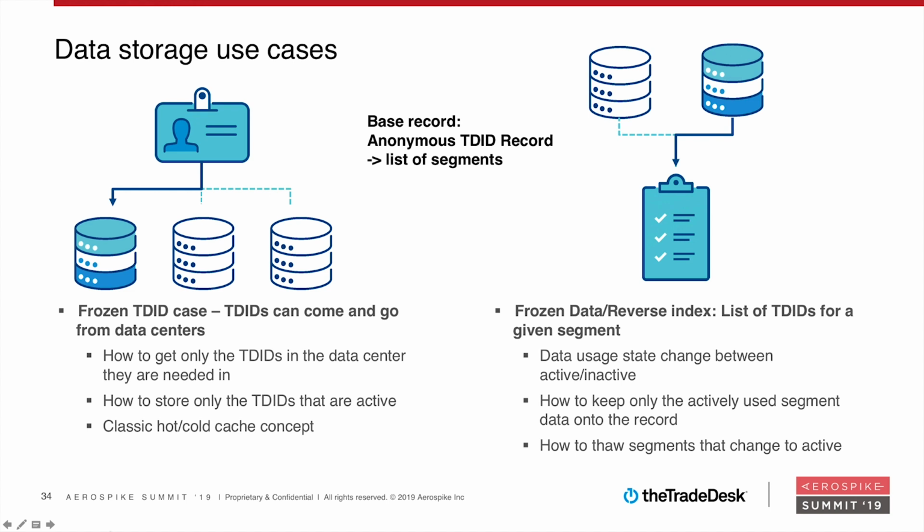Frozen TDID case. These can come and go from data centers. You might be seen in one, depending on the publisher SSP relationships. You might be seen in another, depending on those relationships, right? And so what you want to do is take the data from the cold store, the whole user record, and get that to the hot caches when it's needed. So it's a classic hot-cold cache concept.